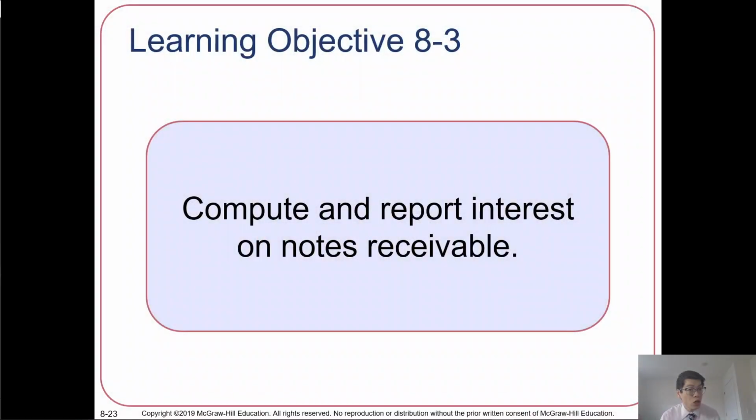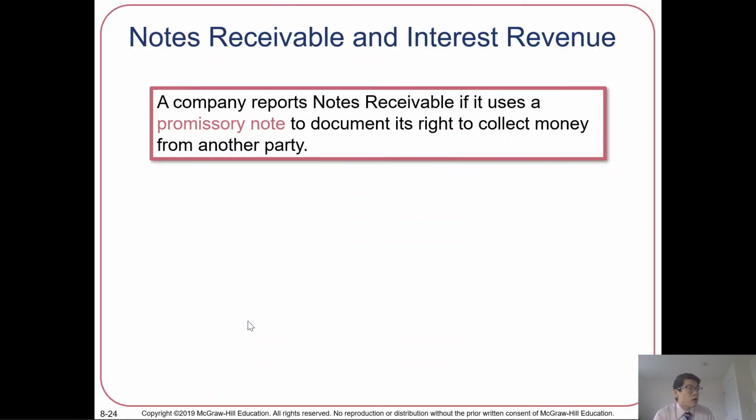Now let's look at these slides. Notes receivable is an interest revenue. A company reports notes receivable if it uses a promissory note to document its right to collect the money from another party.